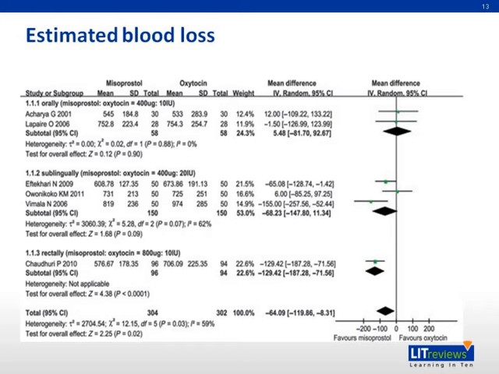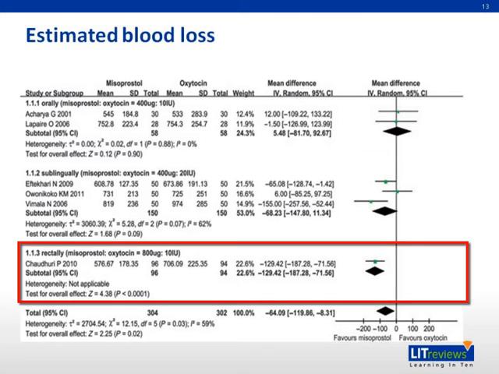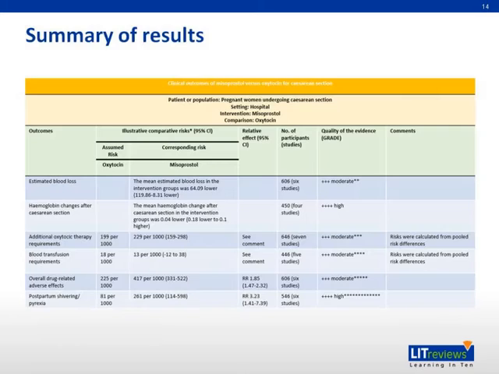This table summarizes the results of the meta-analysis, specifically in looking at the estimated blood loss. As you can see in the third row, rectal misoprostol was shown to have a statistically significant reduction in blood loss compared to oxytocin. This table summarizes the results of the rest of the meta-analysis, including outcomes such as changes in hemoglobin after cesarean section and requirement for additional oxytoxic therapy.